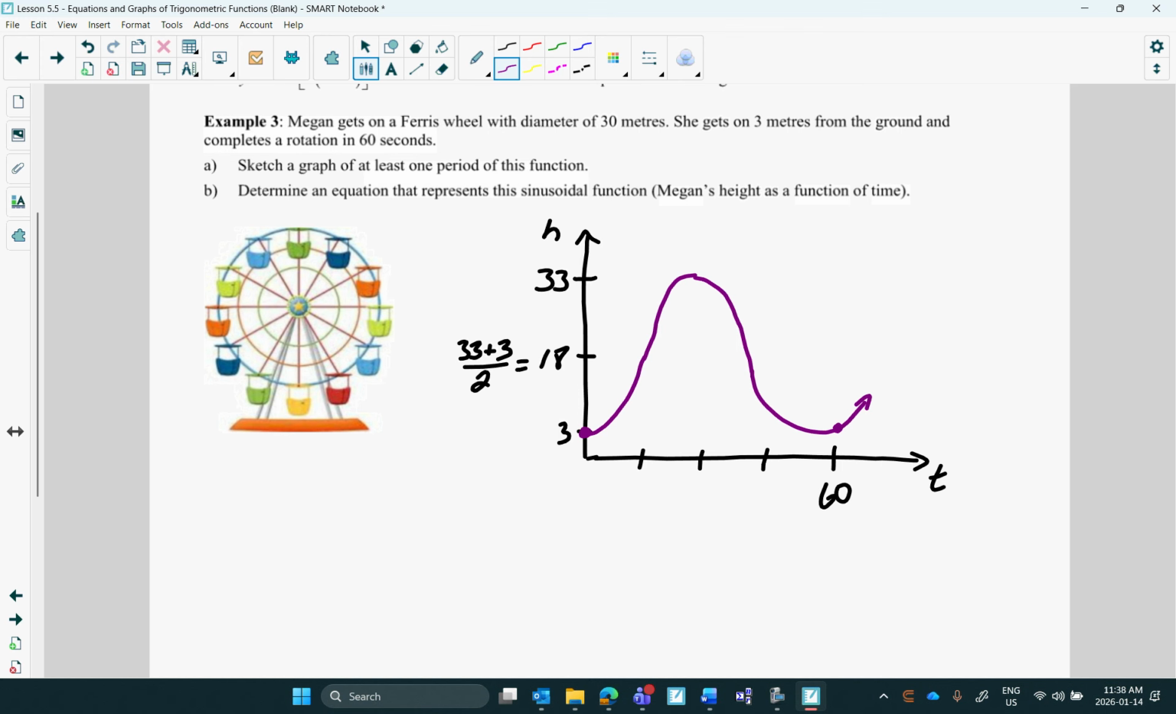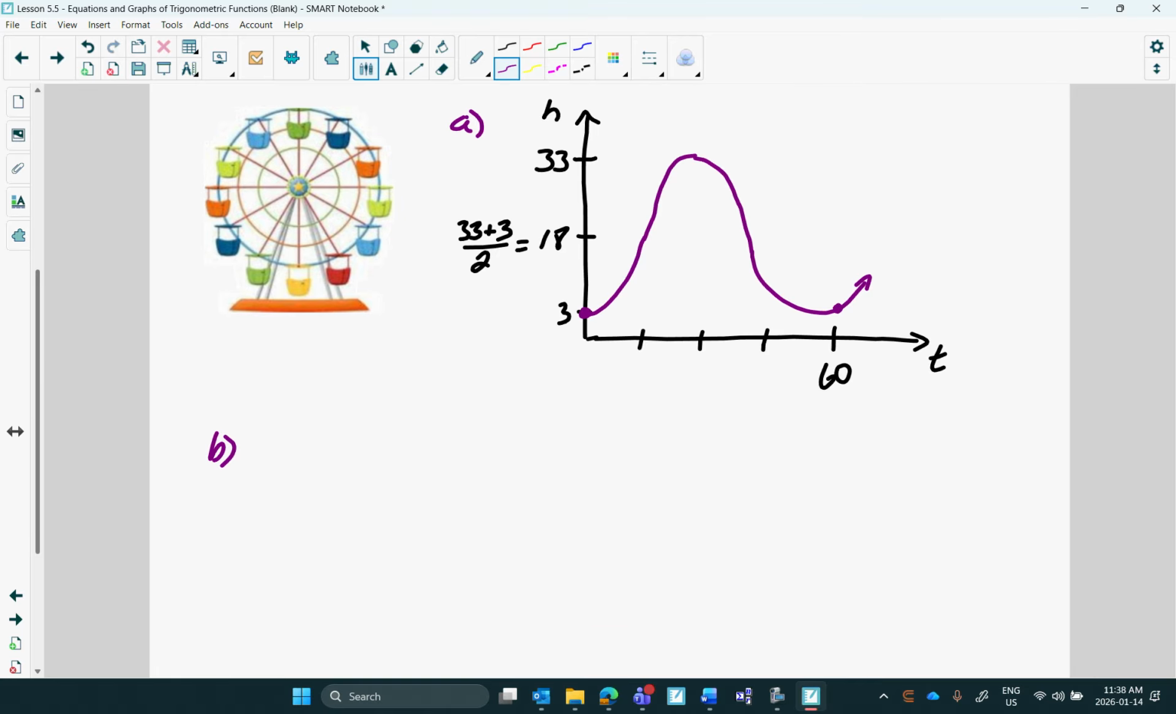And remember to label too. Instead of X and Y, X is time and Y is height. So this is part A. Part B, I got to take all this information and the graph and make a sinusoidal equation of it, sinusoidal function. Well, remember what I said? K, A, B, H. And then from there, we can write the equation.